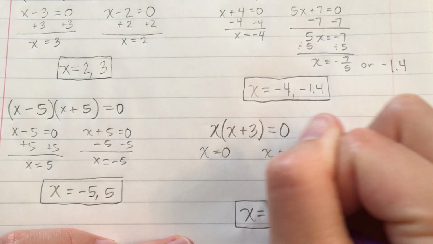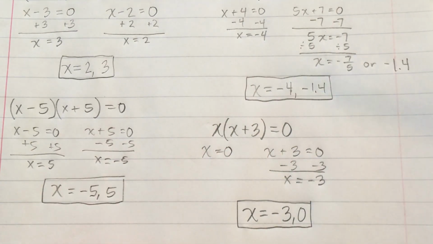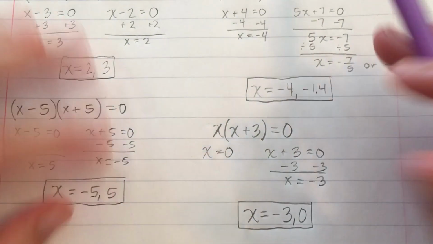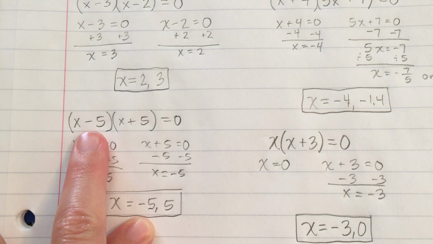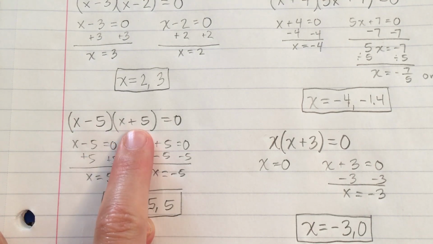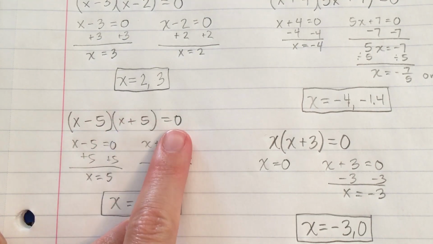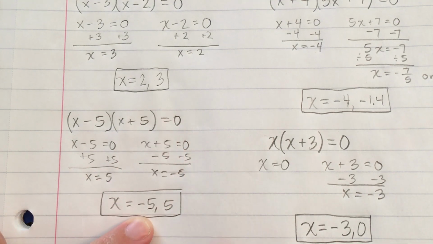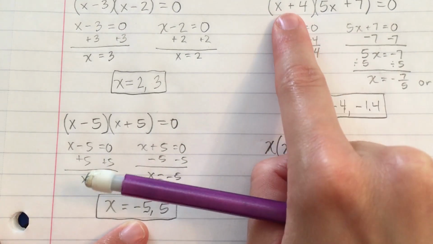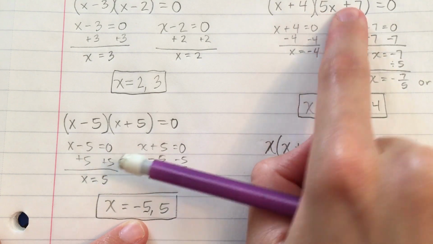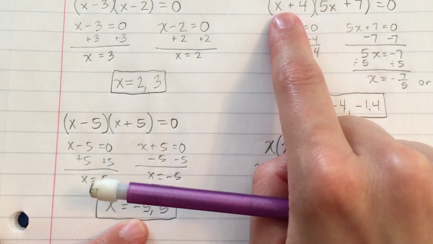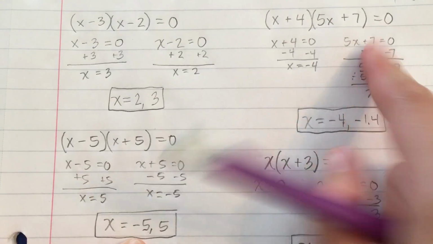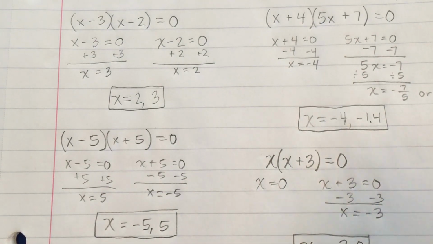And what I want to point out is you can always check this. You can always plug in. Let's say x is -5. -5 minus 5 is -10. -5 plus 5 is 0. So that's -10 times 0. Does that equal 0? Yes, perfect. That solves it. Over here, x is -4. Let's plug it in. -4 plus 4 is 0. Here, this would be -20 plus 7, that's -13. That's 0 times -13. Is that 0? Yes, right? So you can always plug back in to check it.